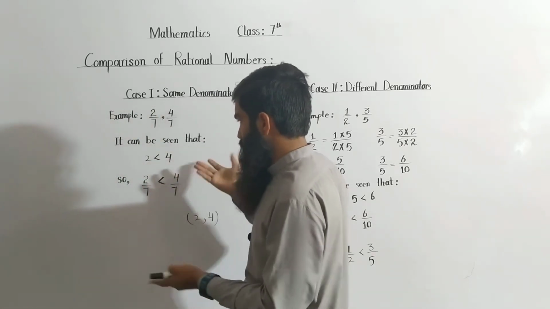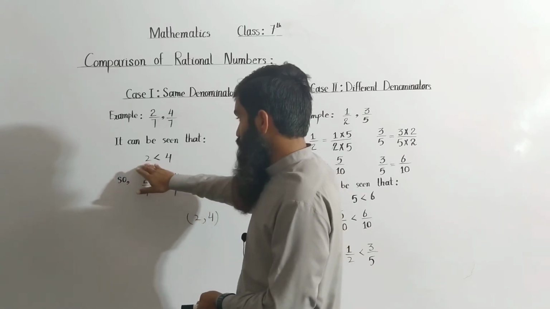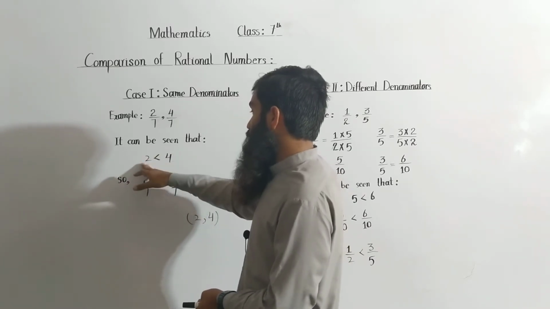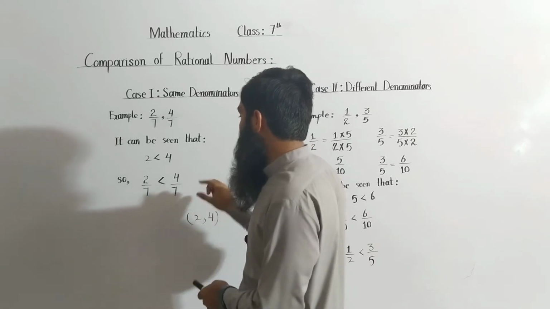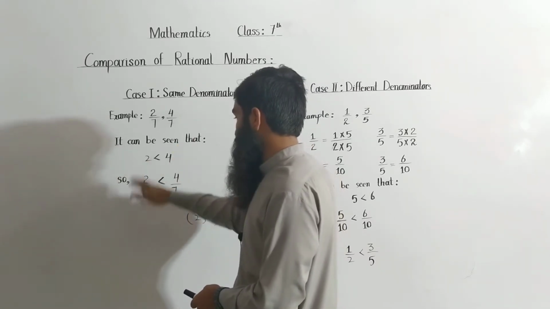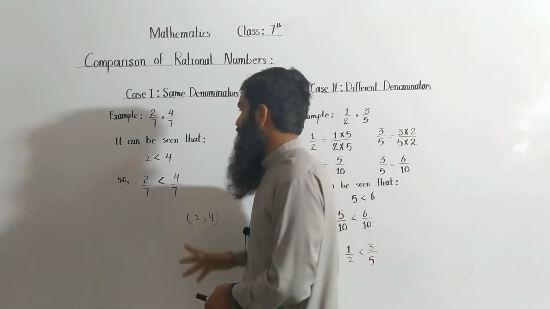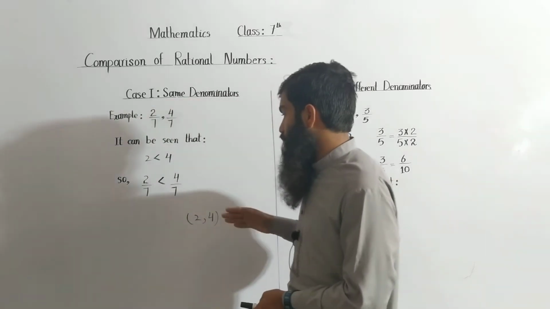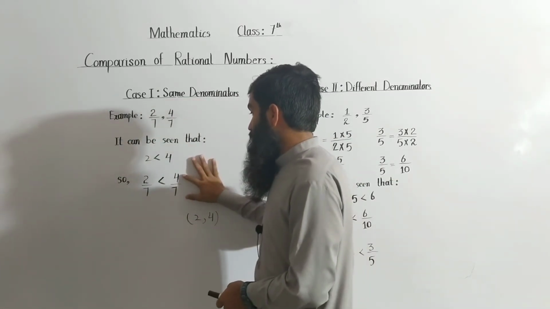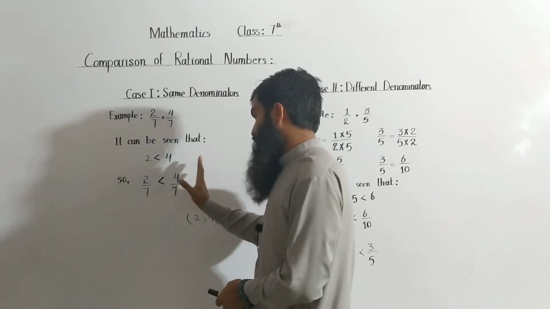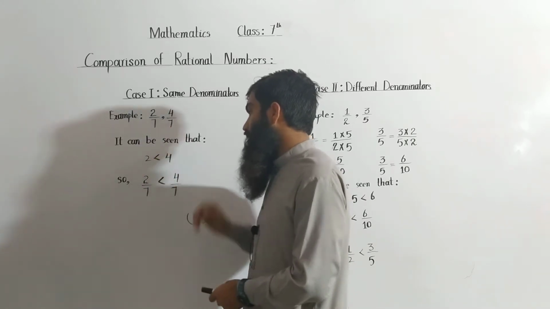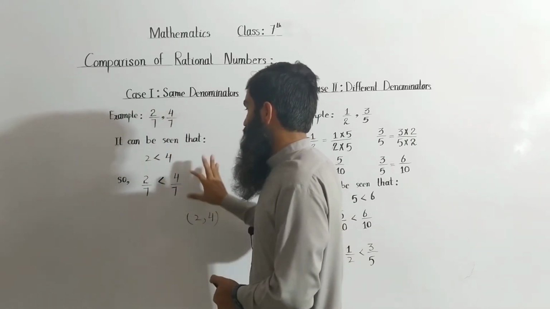Now it is very easy to explain which number is greater. As you know, 4 is of course greater than 2. 4 is greater than 2. So we can say that 4 over 7 is greater than 2 over 7. Simply you have to remember, the fraction in which the numerator is greater will be the greater fraction.